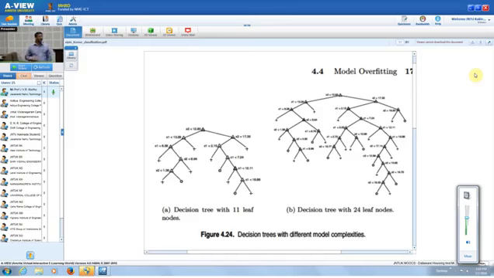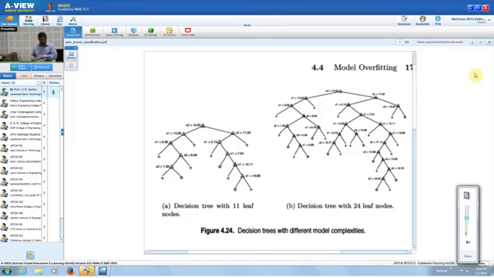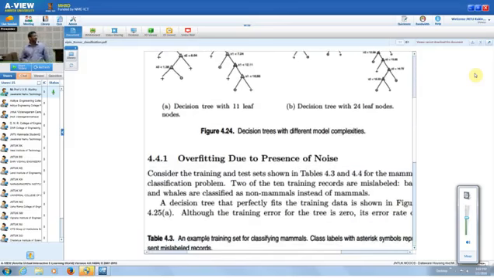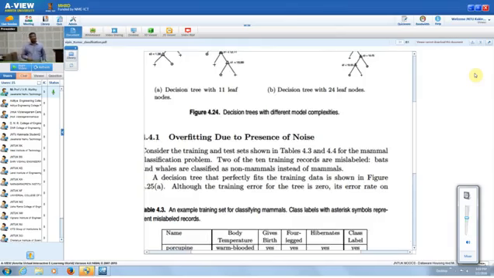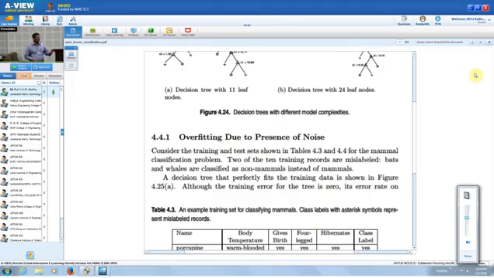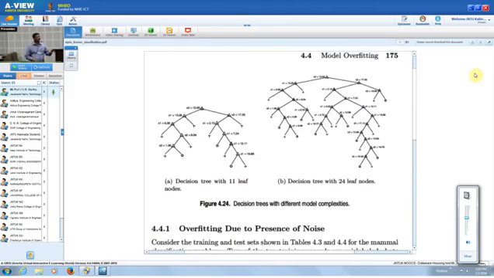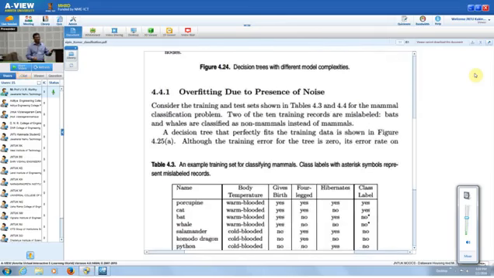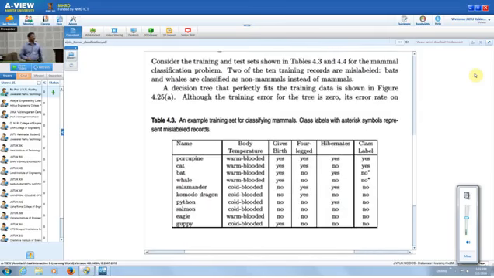Now what are the causes for overfitting? A couple of causes are there. We will see. Overfitting due to presence of noise is one condition. What is this? He has given a simple example here. Consider the training and test sets. Please see the table. See, this is an example.